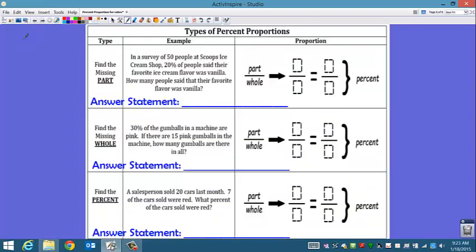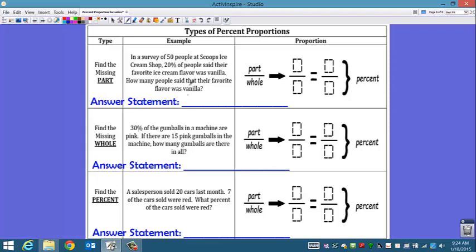Okay, so on the right side of your foldable, there are the 3 types of percents. There's one where you're finding the missing part. The second one's where you're finding the missing whole. And the third one was where you're actually finding the percent. So let's go ahead and do the first one together. Our example, in a survey of 50 people at Scoop's Ice Cream Shop, 20% of the people said their favorite ice cream flavor was vanilla. How many people said that their favorite flavor was vanilla?